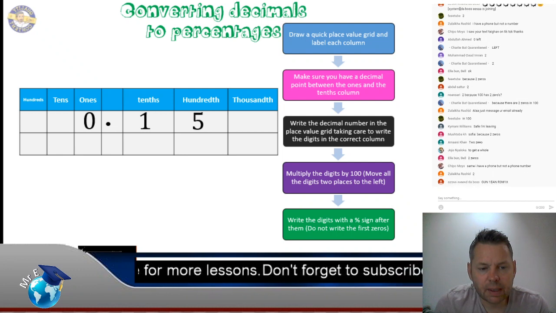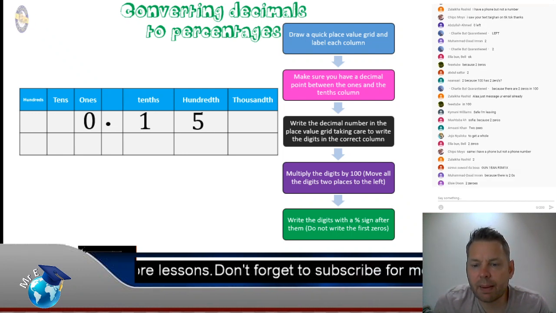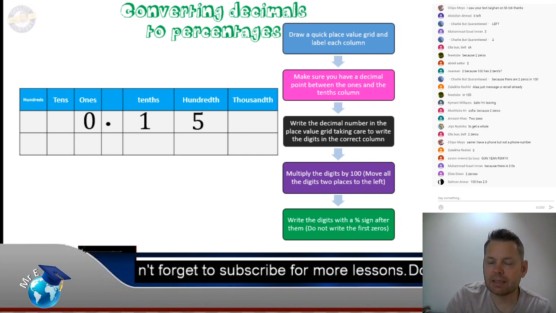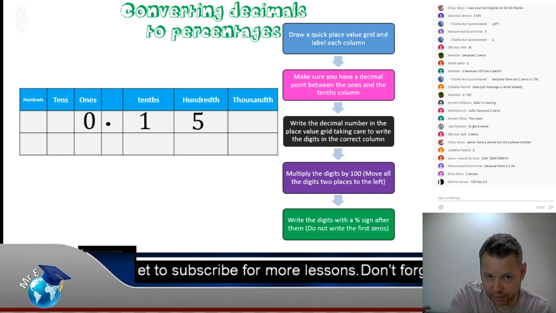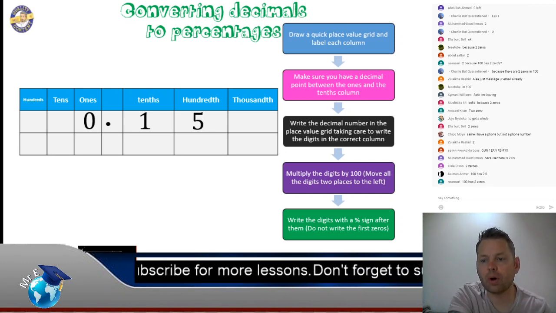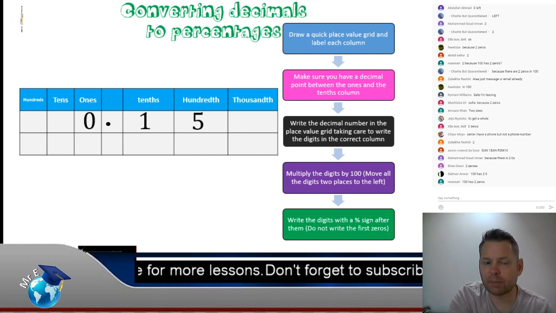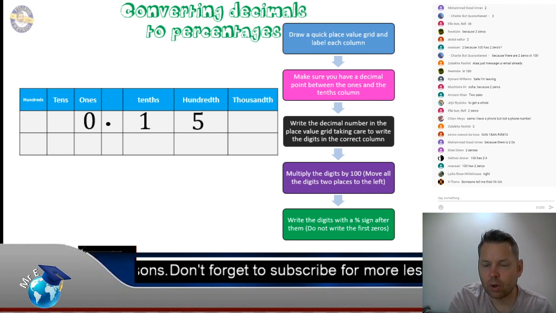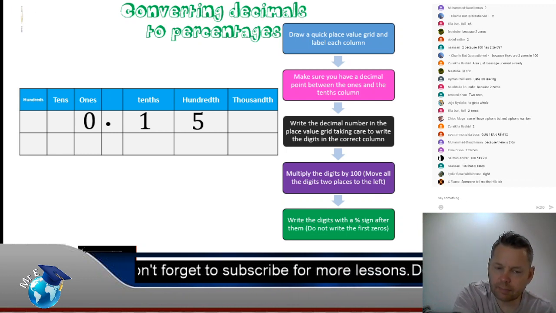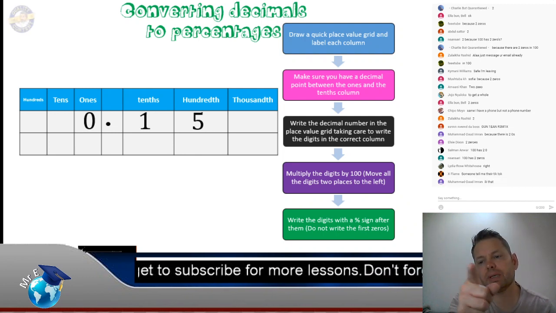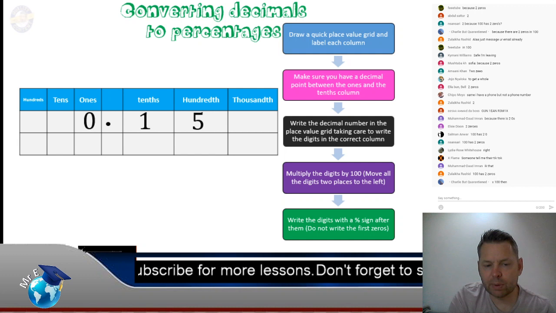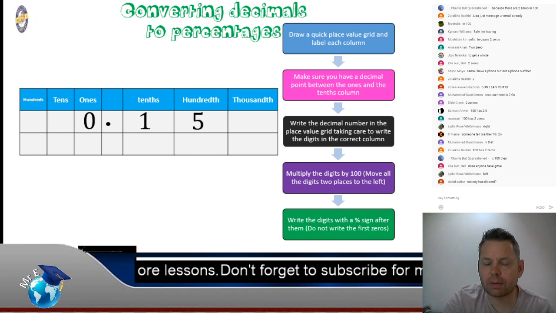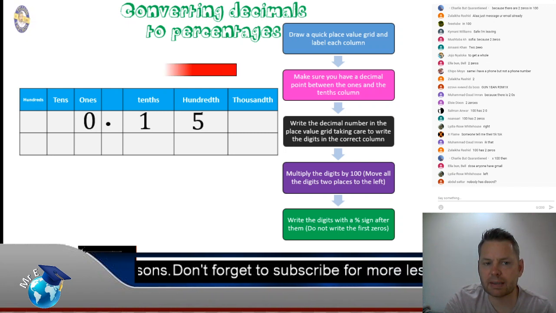Okay. But actually, the reason is this: we are multiplying it by 10, and then we're multiplying it by 10 again. So each of our columns in our place value grid is 10 times more than the column next to it when we're going left. So ones, tens are 10 times more, tens, hundreds are 10 times more, hundreds, thousands are 10 times more. So the reason we're doing it twice is because we are multiplying by 10 and multiplying by 10 again. So we're going to move all of our digits 2 columns to the left. So let's do that.